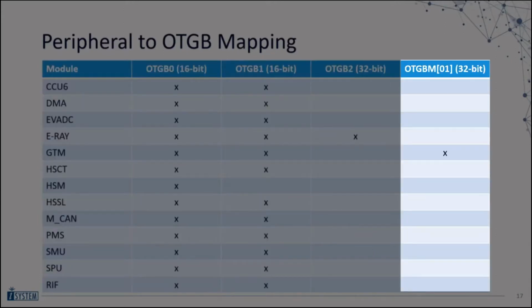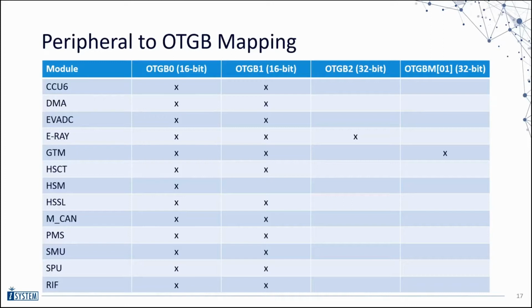The second 64-bit bus consists of OTGB M0 and 1. The OTGB M only supports the 32-bit overlays of the GTM module. Let's see how the OCDS Trigger Bus connects to the MCDS, and everything should become clear.